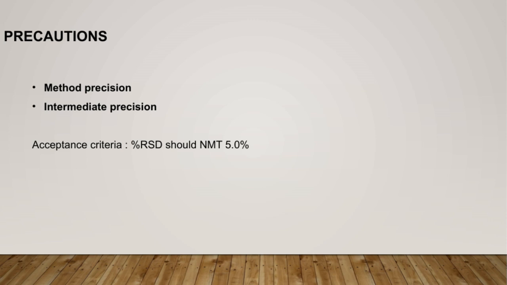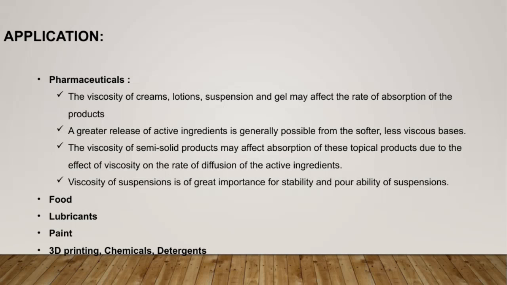When we look at pharmaceuticals, the viscosity of creams, lotions, suspensions, and gels plays a crucial role in how they are absorbed by the body. Basically, the thicker or more viscous these products are, the slower the active ingredients tend to be released and absorbed. Conversely, a softer, less viscous base generally allows for a greater release of active ingredients, which can improve efficacy.